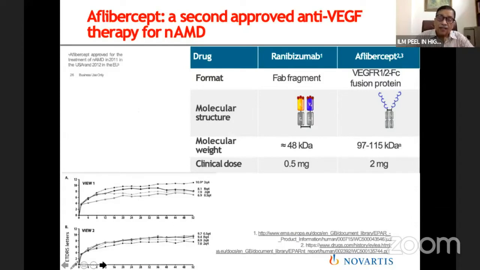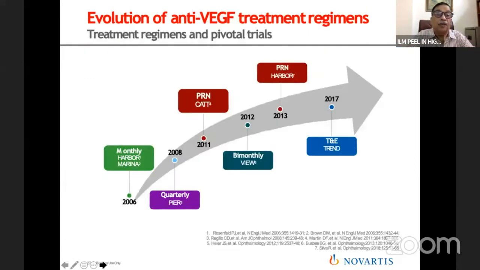Few years later, we got aflibercept, which, whereas ranibizumab was a fragment, a Fab fragment, the aflibercept was, so it's an anti-VEGF drug. Aflibercept is a VEGF trap. It traps the VEGF with a decoy receptor. And the VIEW trial showed that, yes, aflibercept works at least as well as ranibizumab. And so it became the second important drug for management of AMD.